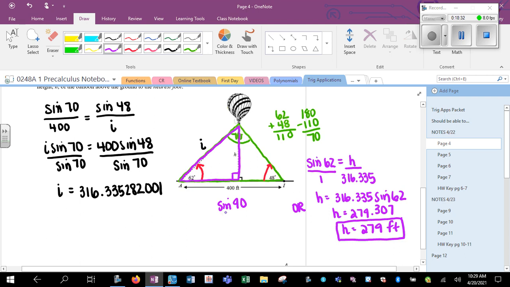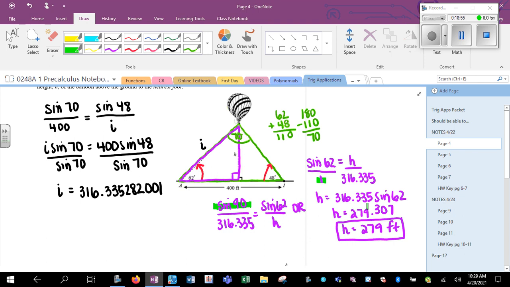Sine of 90 is over I, and that's going to equal the sine of 62 over the height. Cross multiply, so since the sine of 90 is 1, when you cross multiply, you get the same exact piece of information. So you can use right triangle trig for this one, but you don't have to.